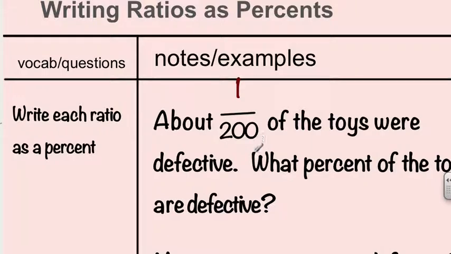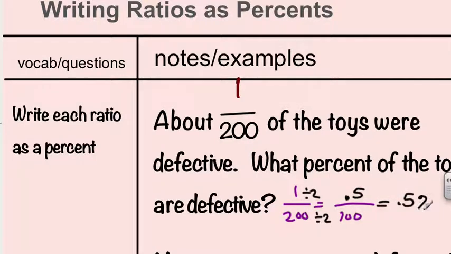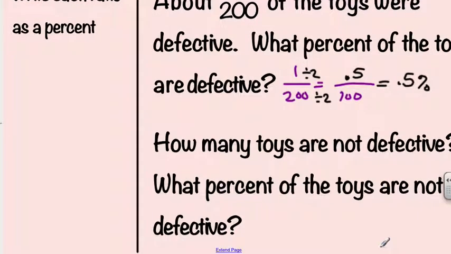About 1/200th of the toys were defective, broken, not working right. What percent of the toys were defective? Well, 1/200th of the toys were defective. Remember, I want it to be out of 100. So how did I go from 200 down to 100? I divided by 2. So I'm going to divide this by 2. 1 divided by 2 is 0.5, or half. So what percent of the toys were defective? 0.5%, which is possible. I know it seems odd, but it's possible.